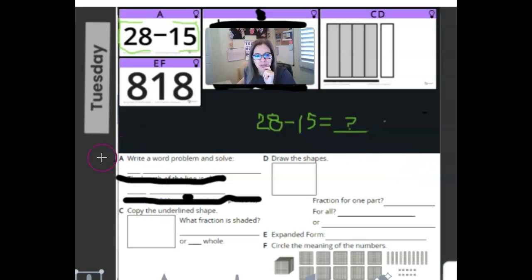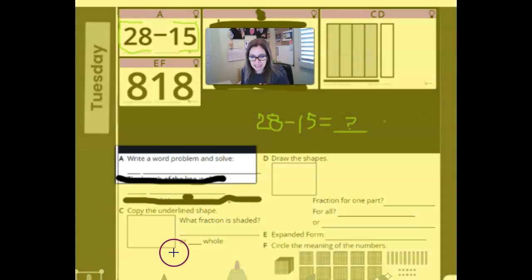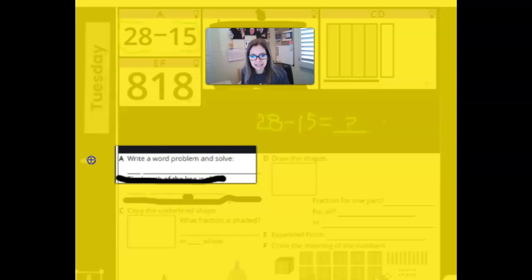We are going to start with A. This is Tuesday page, or every time you see those purple cards, these are the skills we use, all right? The numbers may change, the skills won't change. Here we go. For A, I'm always going to start at the think sheet so I can start to think about what to do with those numbers up there. So, A says, write a word problem and solve.